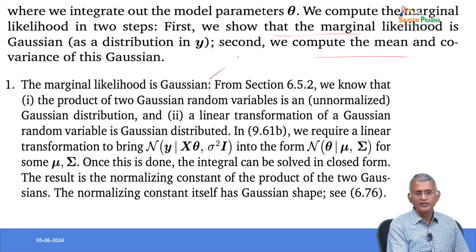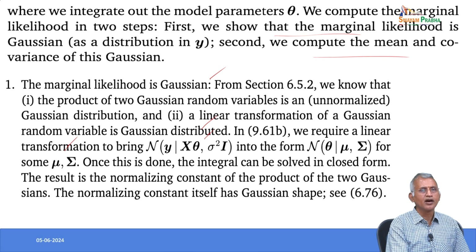From this section, we know that, number 1, the product of two Gaussian random variables is an unnormalized Gaussian distribution. And number 2, the linear transformation of a Gaussian random variable is Gaussian distributed. And equation 6.1b requires the linear transformation to bring N of y by X theta comma sigma square I into the form of N of theta by mu comma sigma for some mu and sigma. Once this is done, the integral can be solved in closed form.